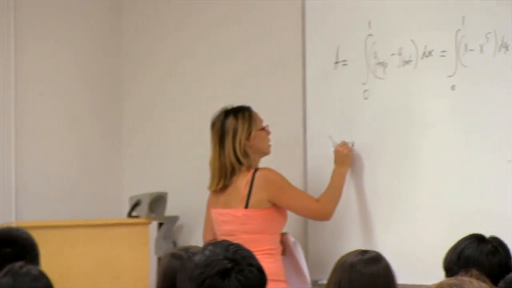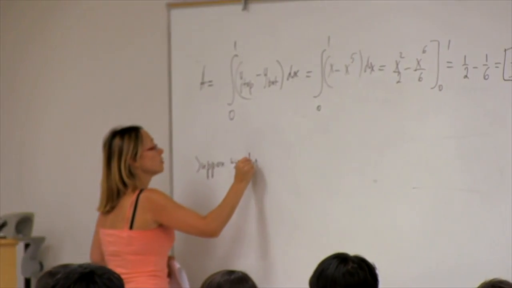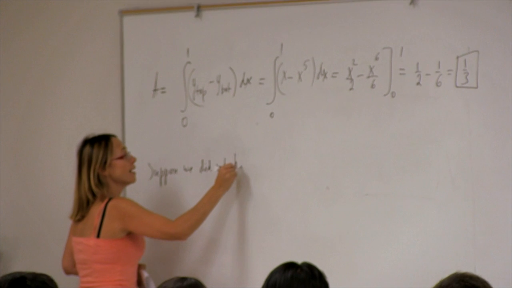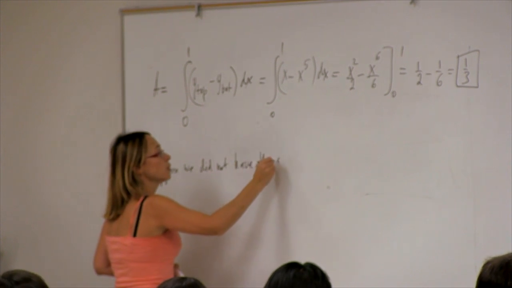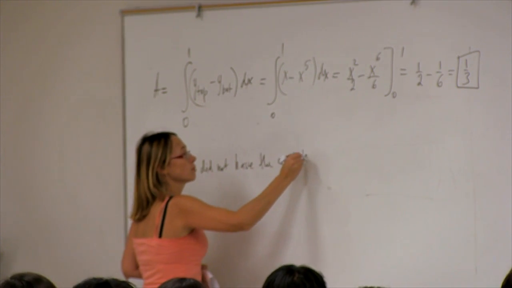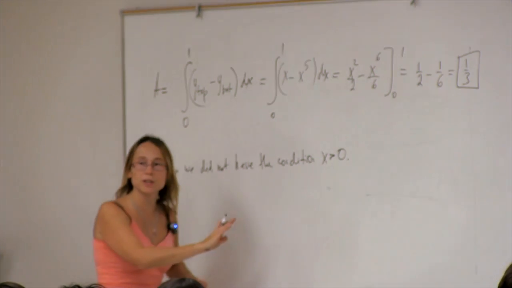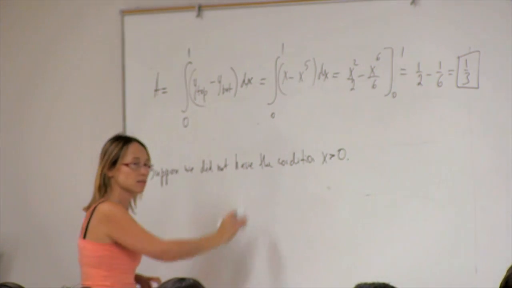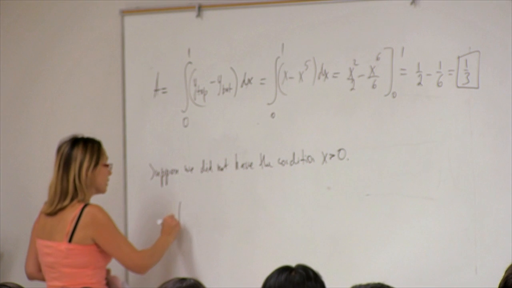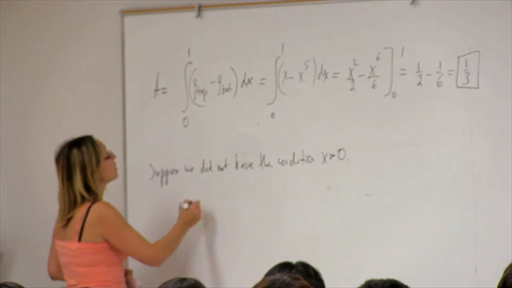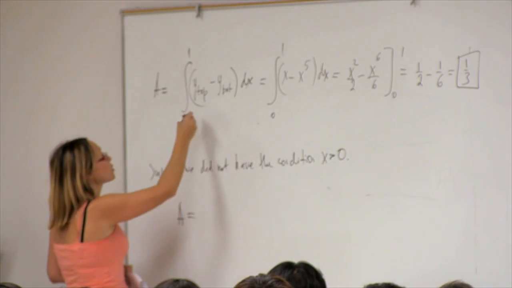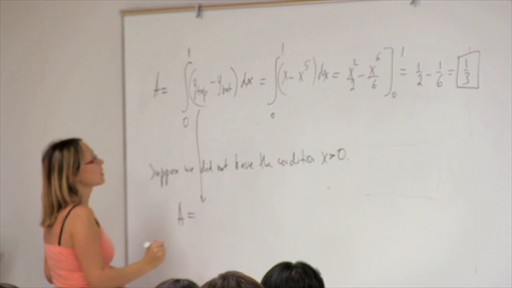Suppose we did not have the condition x greater than 0. Okay? So just for now, let's suppose that this is the new problem. Then the area would still be like this. Okay? So this formula is always correct.